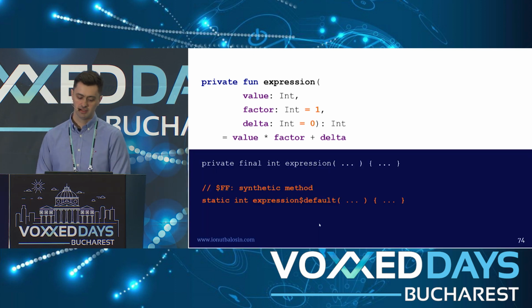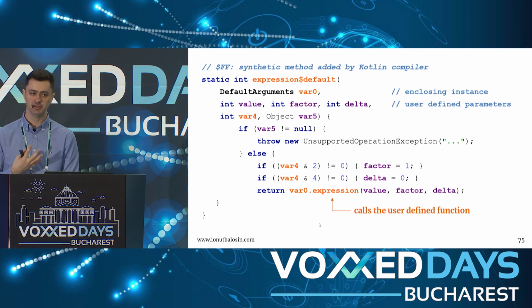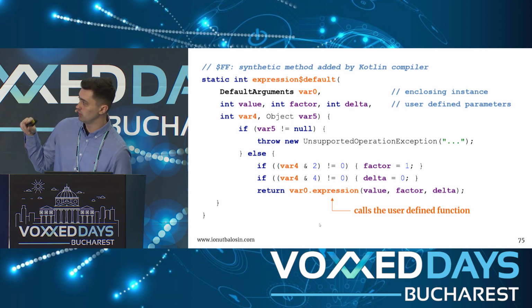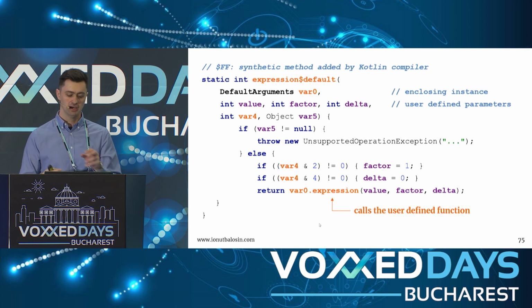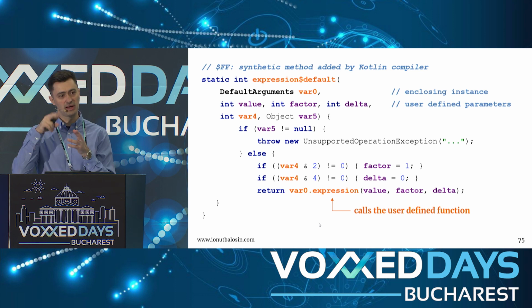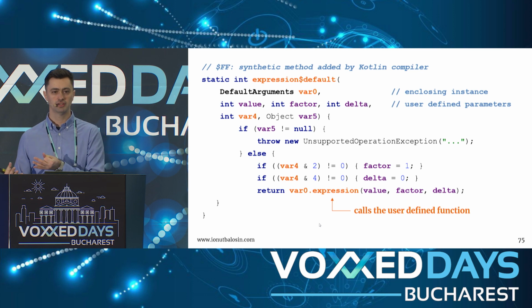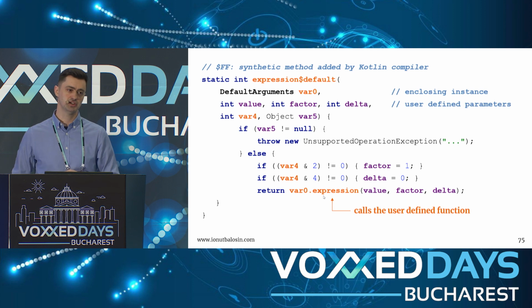What the compiler does, very similar to the copy method, is add that default expression $default, which is another synthetic method, which acts on the same principle as for the copy. So first it takes the instance, it takes all the parameters, value, factor, and delta, and then var4 is the placeholder, and based on how you call the method, it uses that var4 with some bitwise operation and detects if you call it with a non-default or if you call it with a default. So this is what it does actually. And then after it sets the values, it dispatches to the normal expression method.